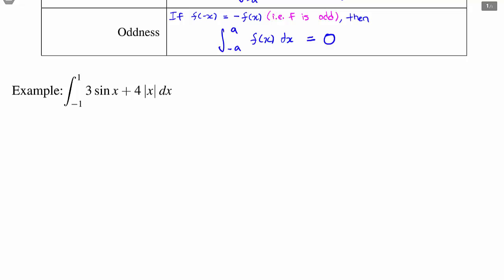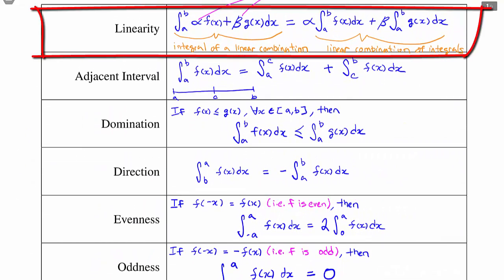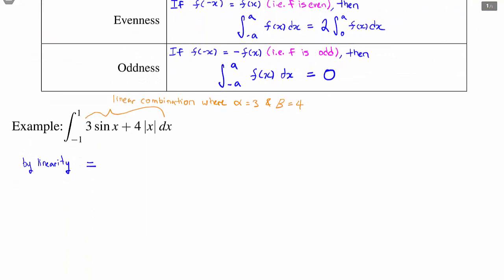Let's take a simple example. So suppose we wanted to integrate from minus 1 to 1 of 3 times sine x plus 4 times the absolute value of x. This is a linear combination. So we could say alpha is equal to 3 and beta is equal to 4. And we could use the fact that the integral of a linear combination is equal to the linear combination of integrals to express that as 3 times the integral from minus 1 to 1 of sine x plus 4 times the integral from minus 1 to 1 of the absolute value of x.